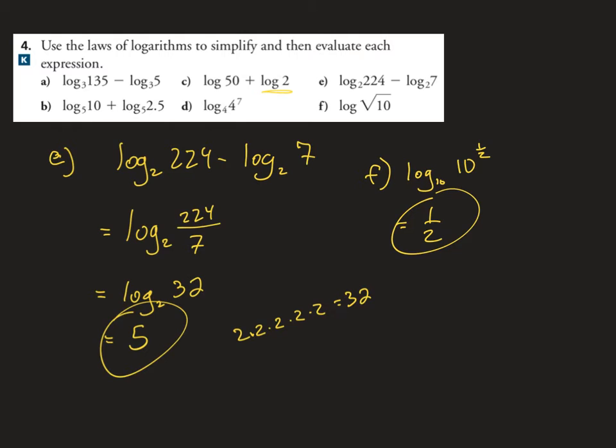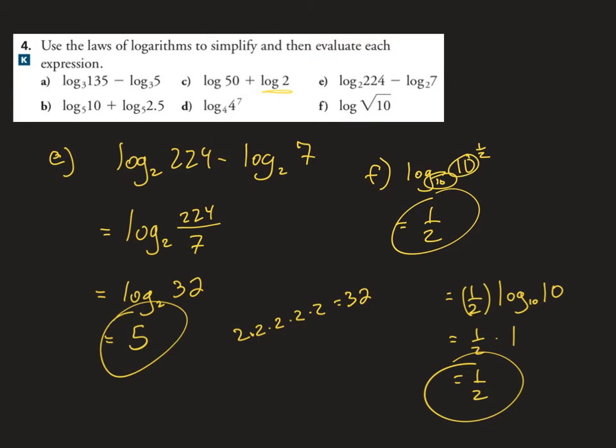And F, the log base 10 of 10 to the 1/2 just equals 1/2. Right? If you want to use your laws of logarithms, you could say 1/2 times the log base 10 of 10, which is 1/2 times 1, which is 1/2. But I think you should recognize that if the base here and the base here are the same, this is just going to be your answer.